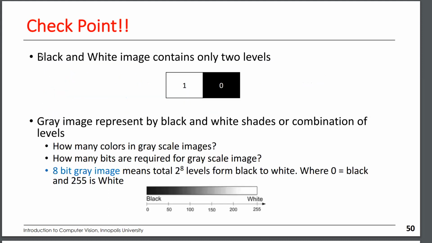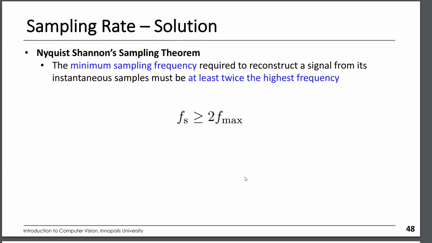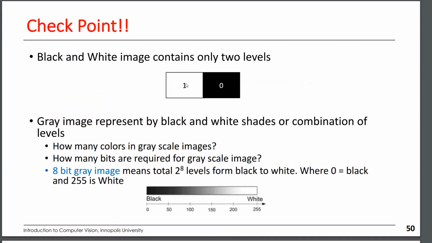So we said that black and white images, something similar to this one, require basically only 1 bit. 1 is for white, 0 goes for black. Grayscale images or gray images take a representation from black towards white, where white is 255, and everything in between takes a number from 0 to 255.